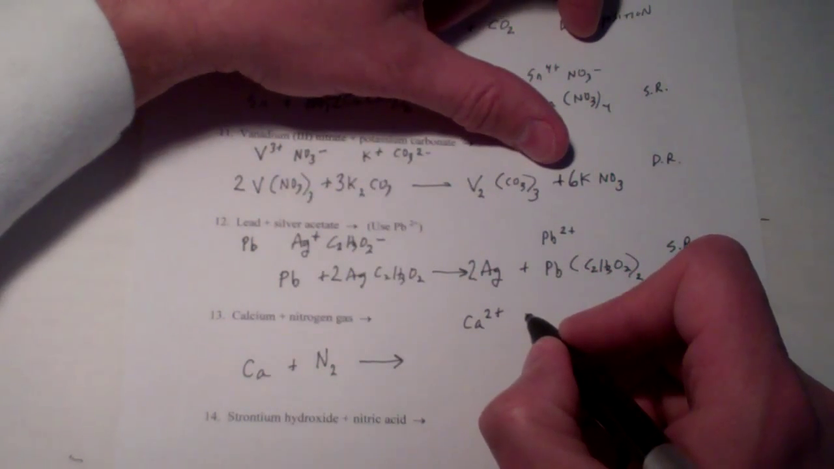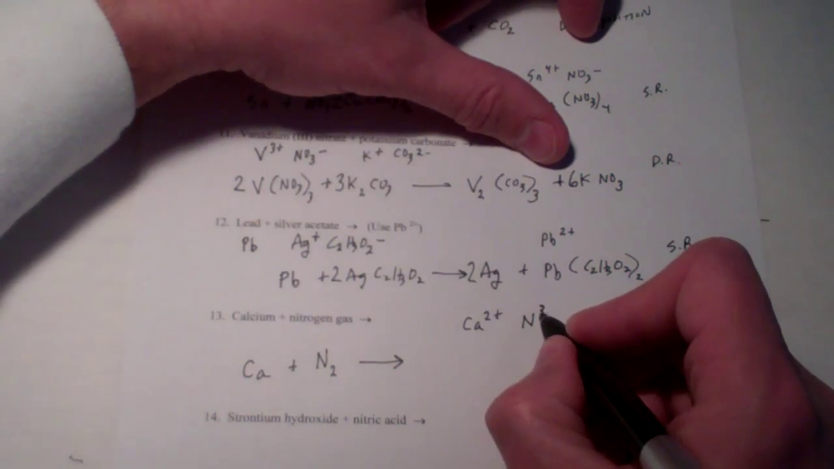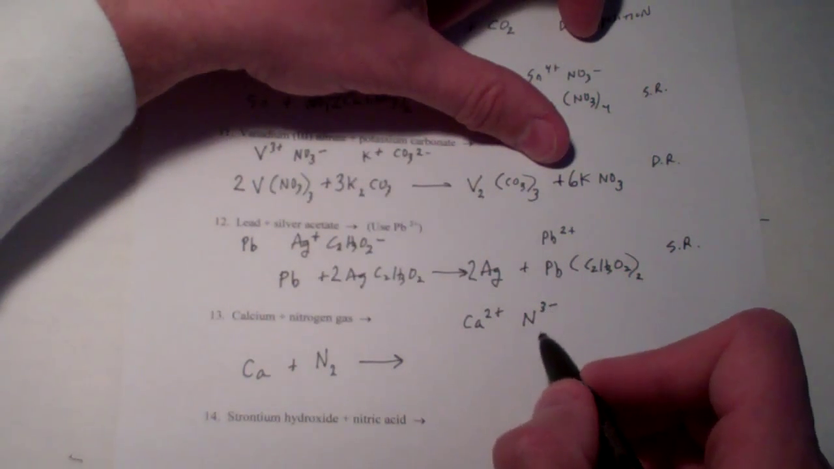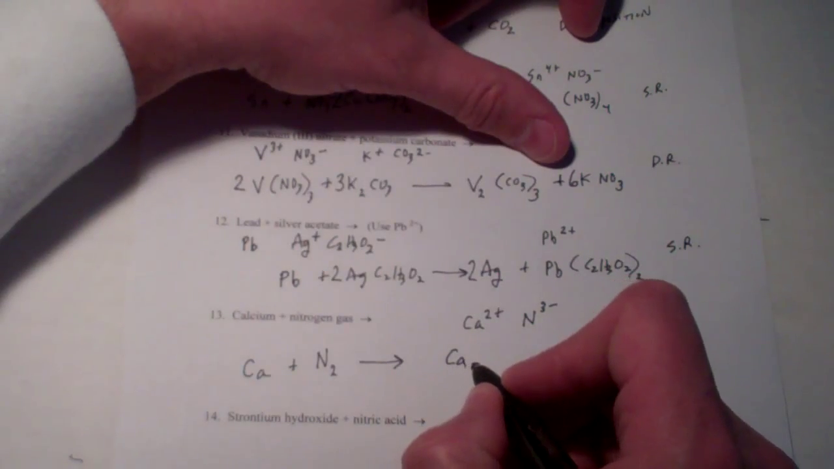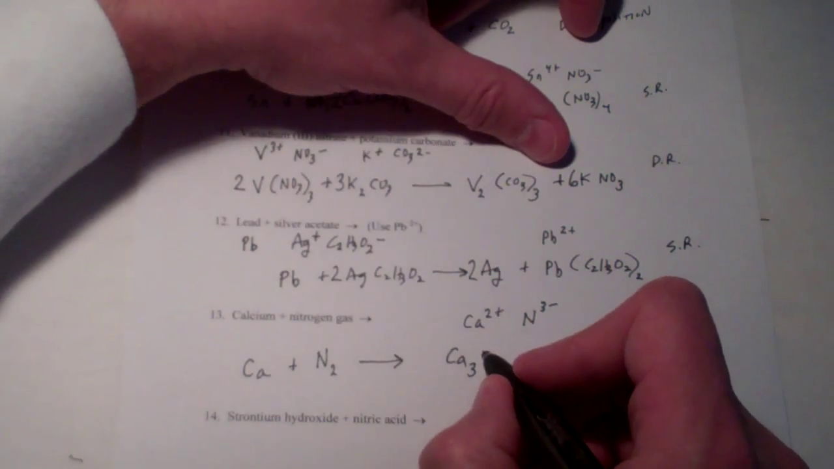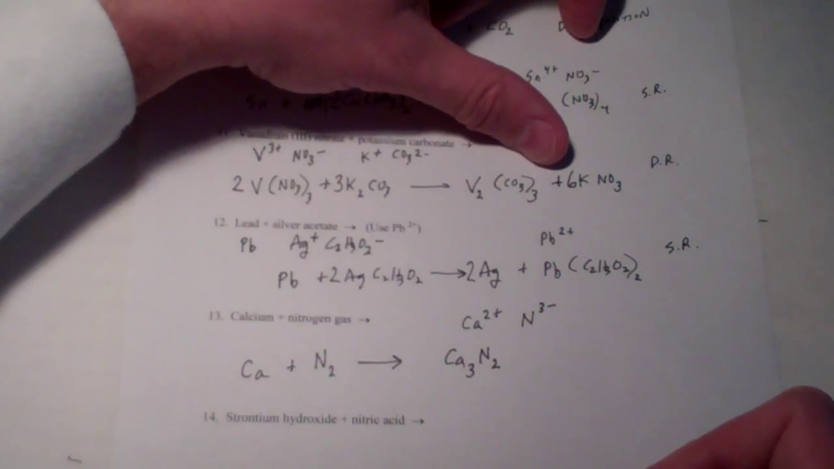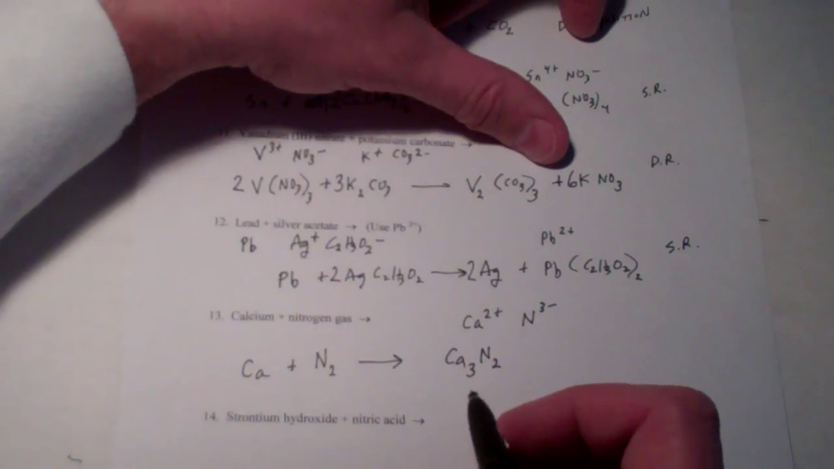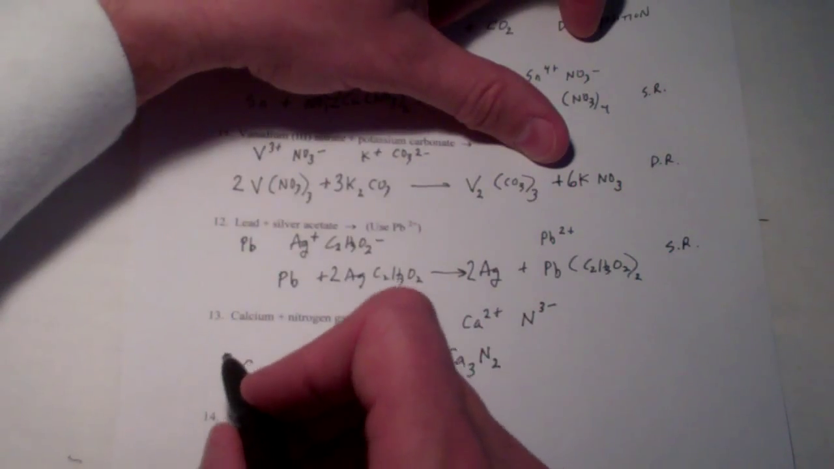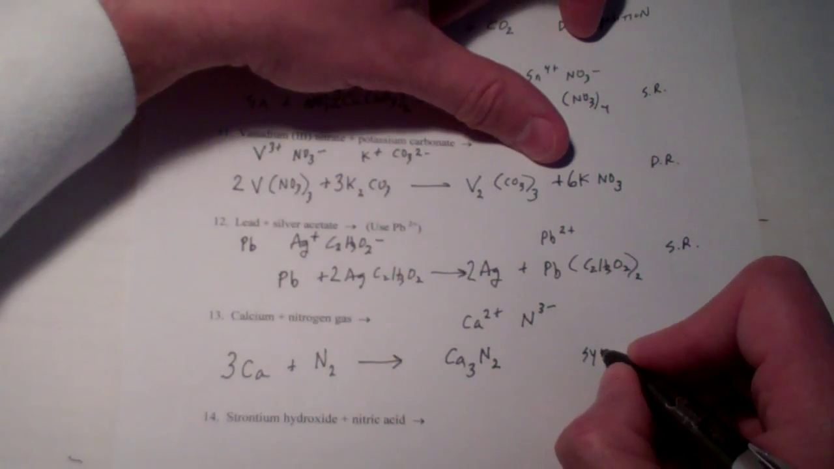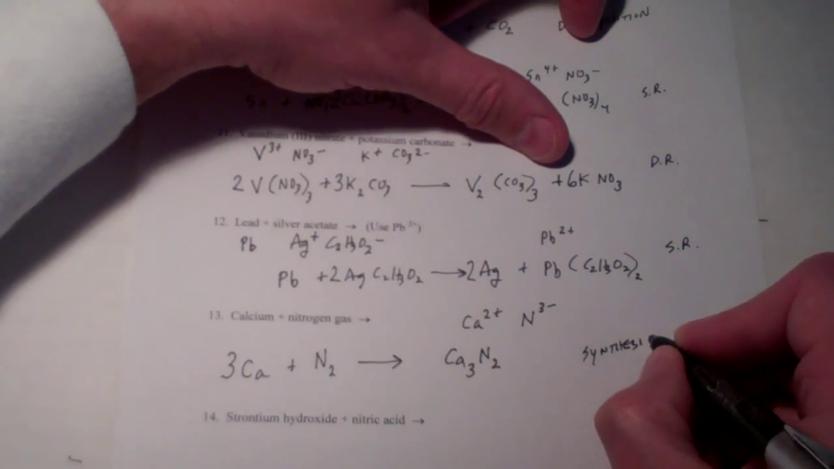Nitrogen is in group 15. That's 3 negative. So a number in common between 2 and 3 is 6. So Ca3 to give me 6 positives, and N2 to give me 6 negatives, and the charge is balanced. Of course, the equation's not. We need 3 calciums on this side. So that was a synthesis reaction.